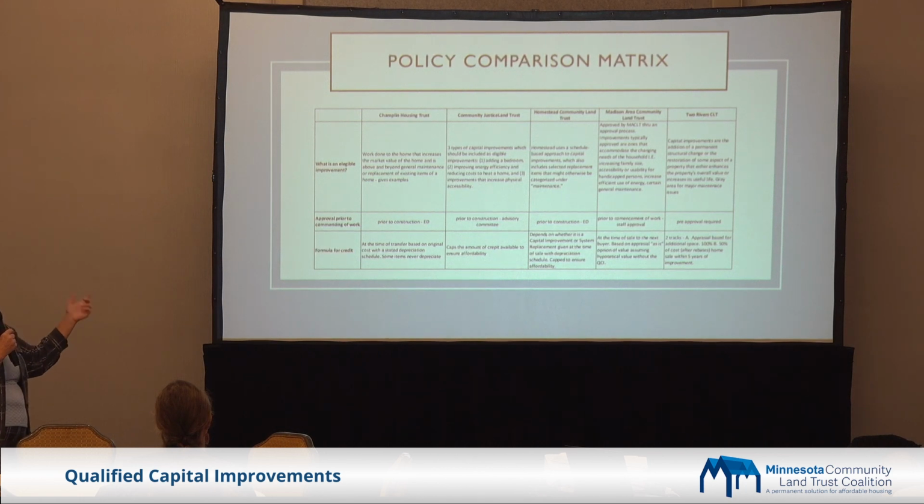Much like our resale formula always works, regardless. So that's how it's embedded in theirs. Homestead, it depended on whether it was a capital improvement or a system replacement. They definitely have two clear paths on both. And with their capital replacement, there is a depreciation schedule attached to it. The capital improvements didn't have that. Madison, it's at the time of the sale to the next buyer. They do it as is appraised value at that time.